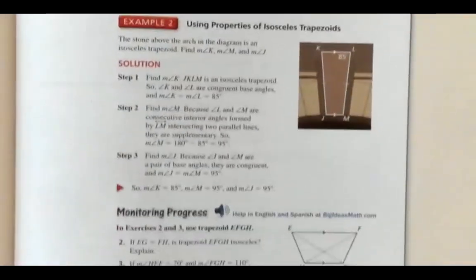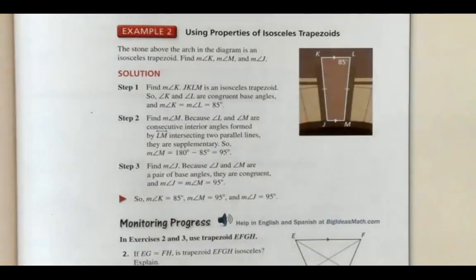Okay, let's look at example 2 here. It says the stone above the arch in the diagram is an isosceles trapezoid. Find the measure of angle K, M, and J.